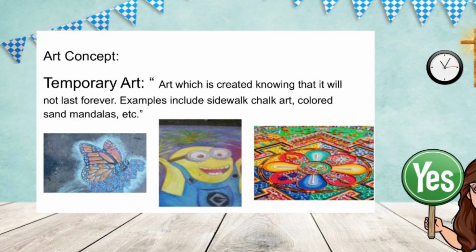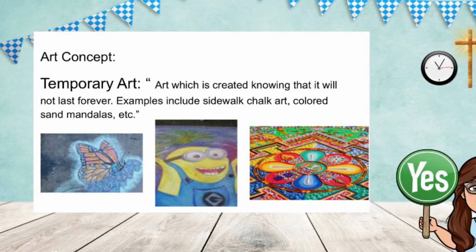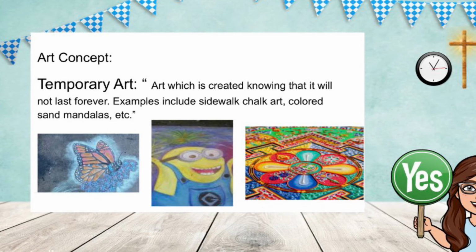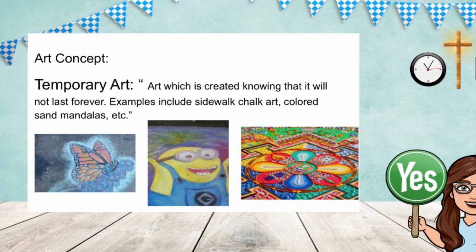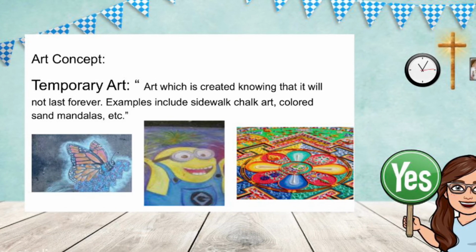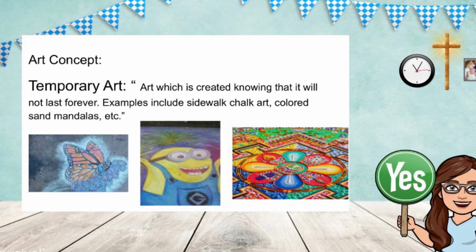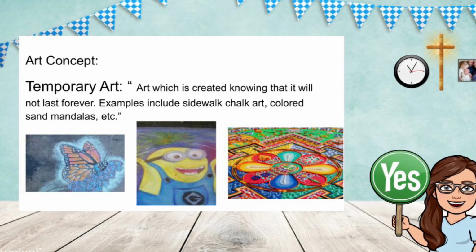Today, we're going to discover the art concept of temporary art. This is defined as art which is created knowing that it will not last forever. Examples include sidewalk chalk art, colored sand mandalas, and more like this that can be affected by wind, rain, snow, anything that we know isn't going to last forever. A temporary tattoo is also considered temporary art.